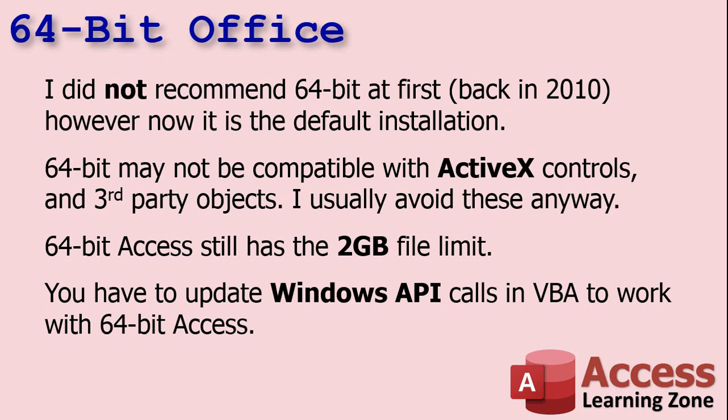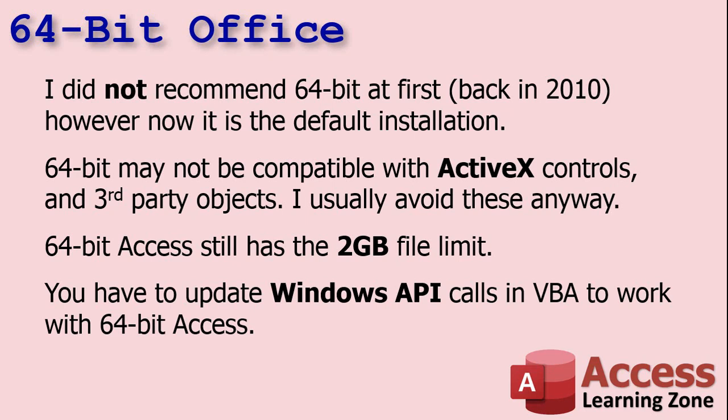Yes, you can uninstall it and go back to 32-bit if you want to, but most people don't want to do that. And no, you cannot run both versions of Access, or Office in general, on the same computer. You have to have two different computers to run the different versions.